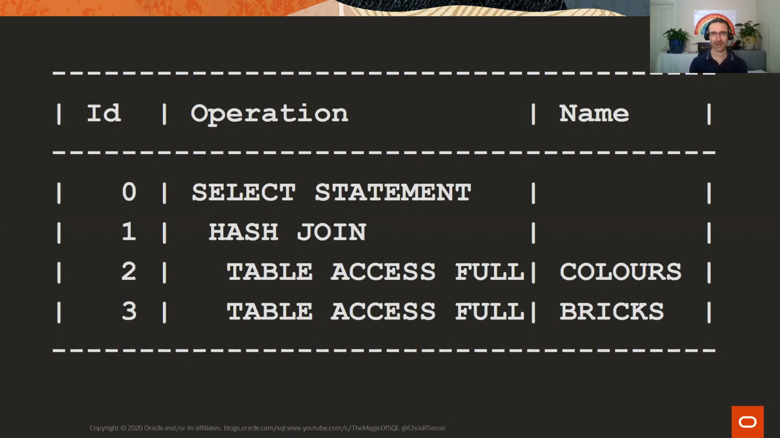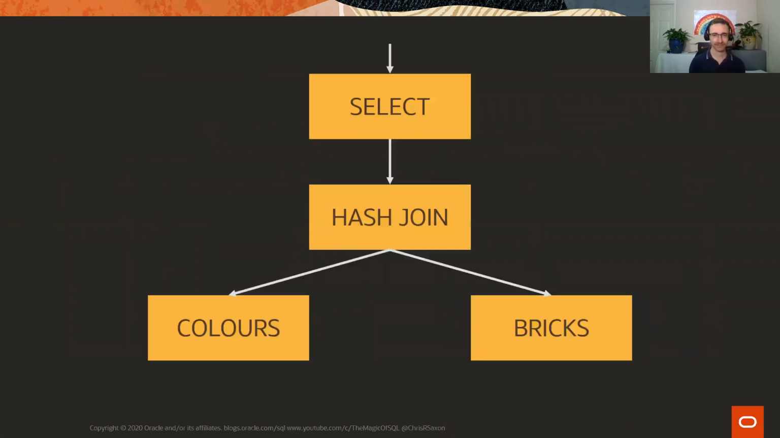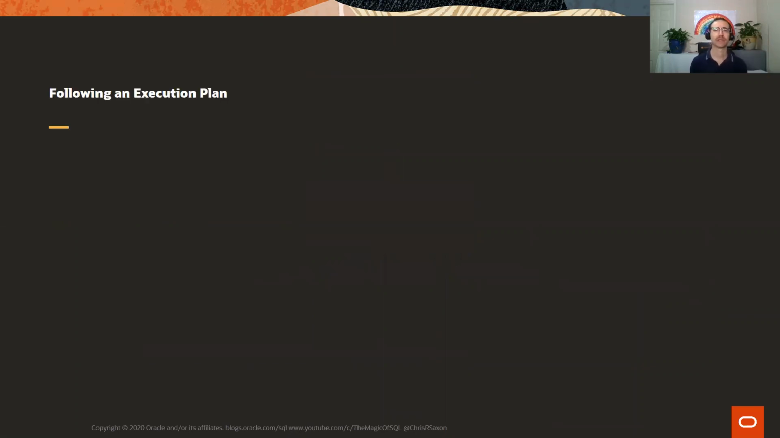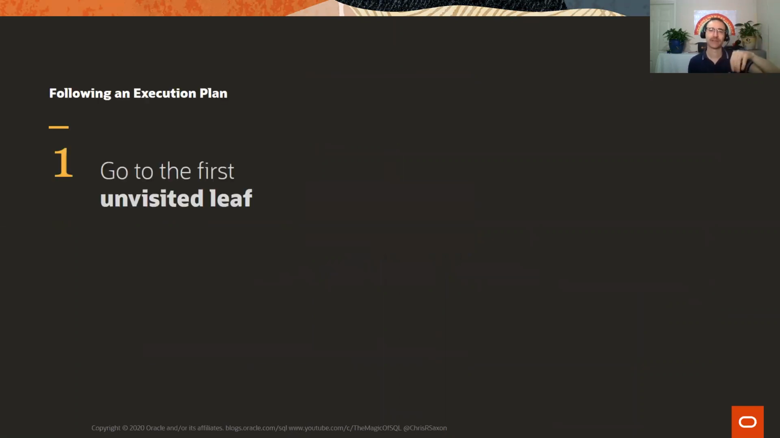So we've got our parent-child relationship, and our tree looks something like this. So how do we actually traverse our way through this tree? Well, we start at the root and then travel down. What we're going to do is go down the plan to the first unvisited leaf. We'll read the rows out of that. It will pass those rows up to its parent.